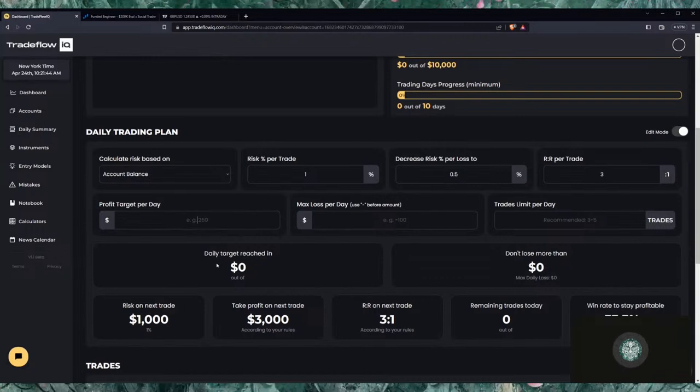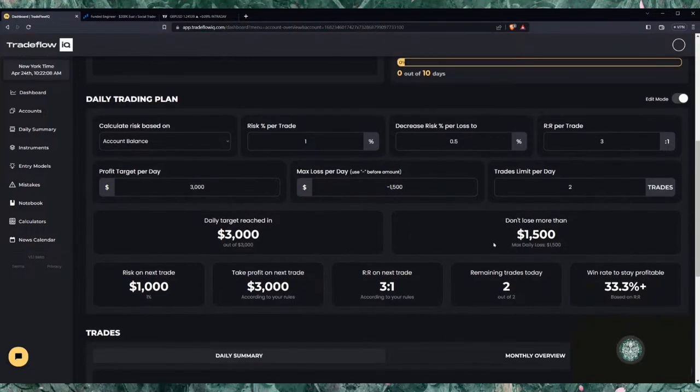Profit target per day. So let's say if we are risking $1,000, I'm trying to make $3,000 roughly. Max loss per day. So my max loss is going to be, I guess, negative 1,500, right? It gives you 1.5%. So that means you could take 2 trades, right? So I have a remaining 2 trades. So once this is in here, you have your remaining trades for today.